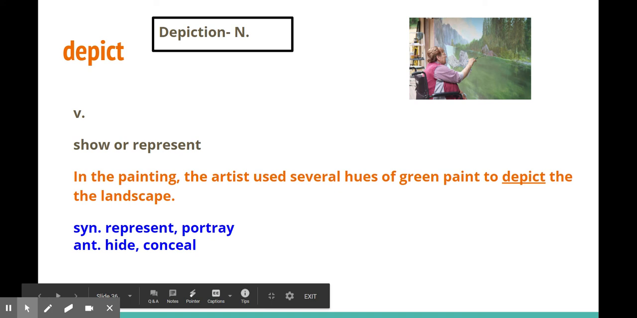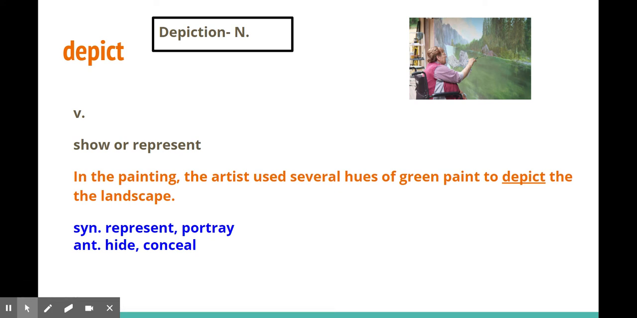Depict. Depict is a verb, an action word that means to show or represent. So take a look at the noun form, depiction. In the painting, the artists used several hues of paint, green paint, to depict the landscape. So when we show something, we are depicting it. So an author might depict the setting in a way that makes the reader feel like they're actually there, or the author might depict a character in a way that helps us relate to the character. Synonyms: represent, portray. Antonyms: hide or conceal. Depict.